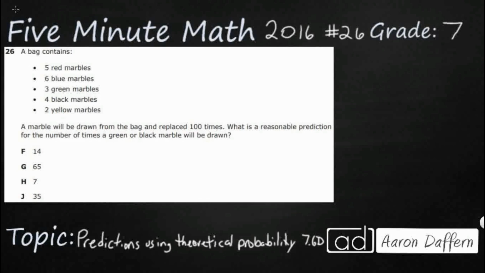Today we are looking at the 7th grade concept of predictions using theoretical probability. This is standard 7.6D in the great state of Texas, and we are using item number 26 off the 2016 released STAAR test. If you have not done so already, please go ahead and take a moment to pause the video, work this problem out on your own, unpause it, and then we will look at our answers together.